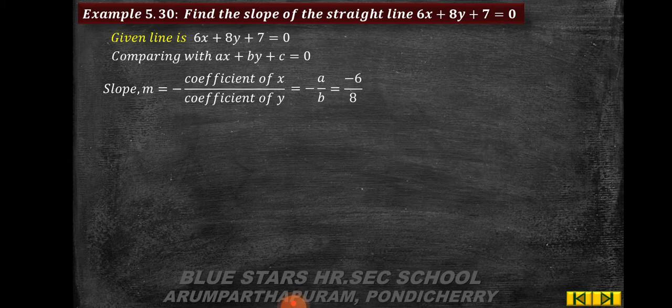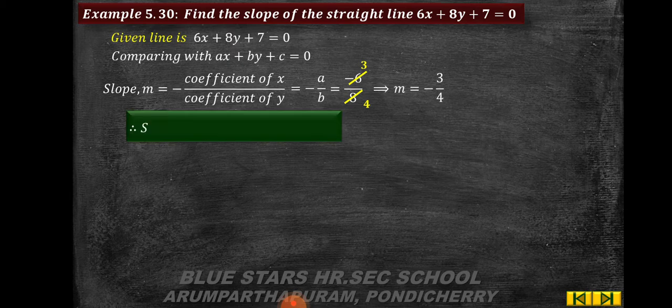Now given line is 6x plus 8y plus 7 is equal to 0. Comparing with general form of equation, the value of a is 6 and the value of b is 8. So minus coefficient of x is minus 6 divided by 8. So slope m, after simplification, you get m is equal to minus 3 by 4. Therefore, slope of the straight line is minus 3 by 4.